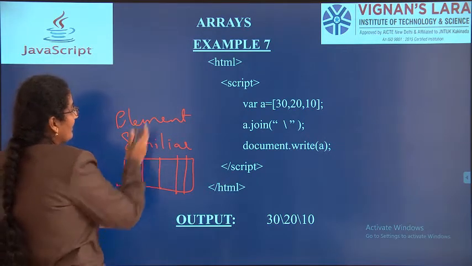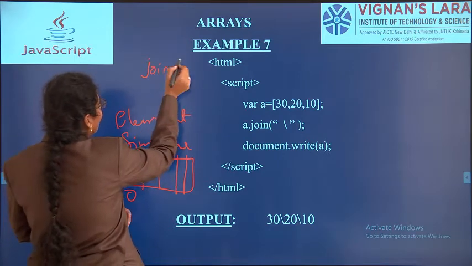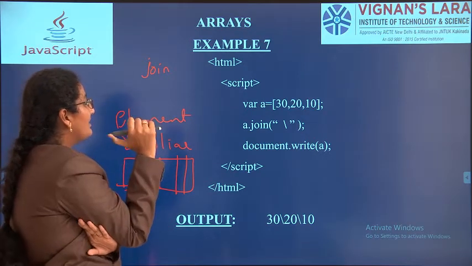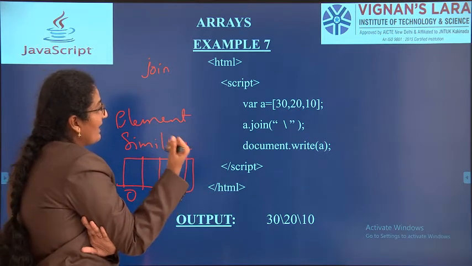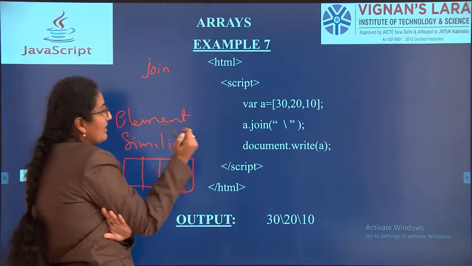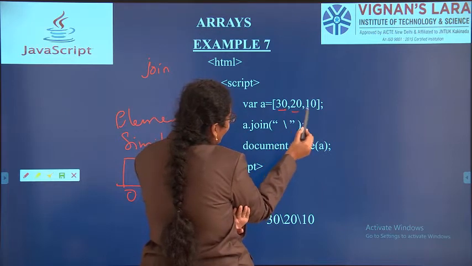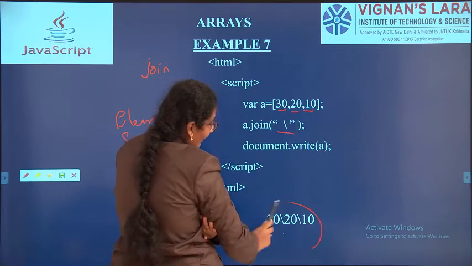Apart from all these things, join is the method used in the array object. This join method is for appending your array elements, joining your array elements. So I want to join this 30, 20, 10 by slash. So it appended like this.